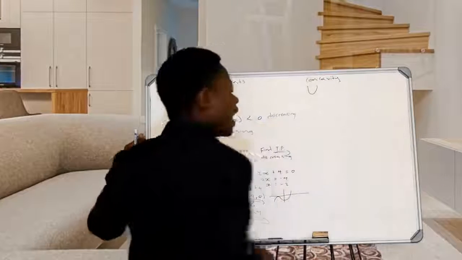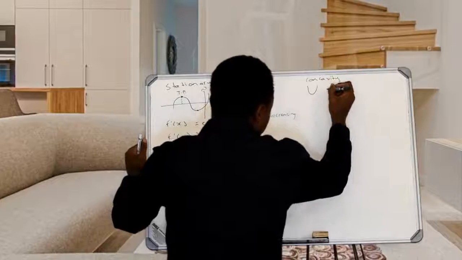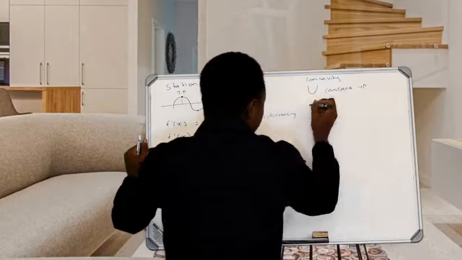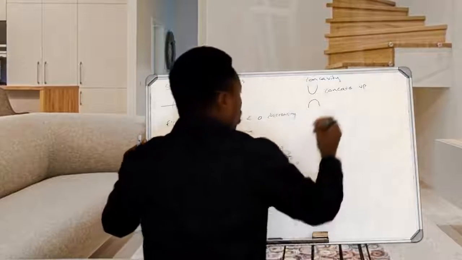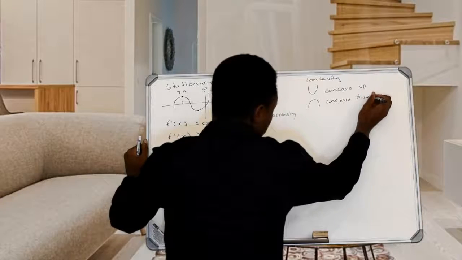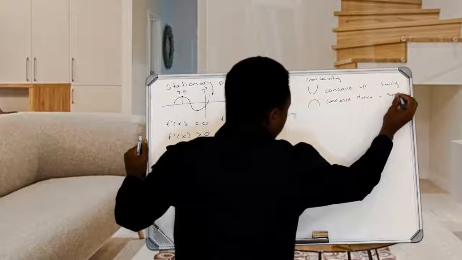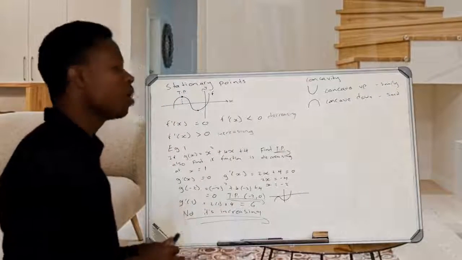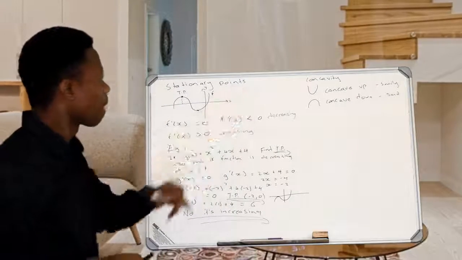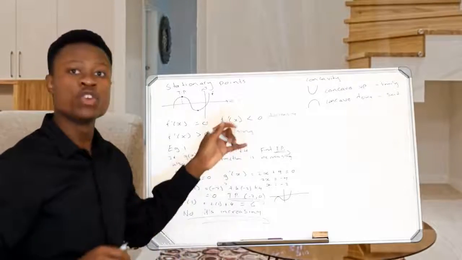If you have a smiley face, that's concave up. And if you have a frowny face, that's concave down, right? So this is smiley, and this is sad, right? So that determines whether it's concave up or concave down. That's basically what concavity is about. Easy stuff, and you might get a question like that.